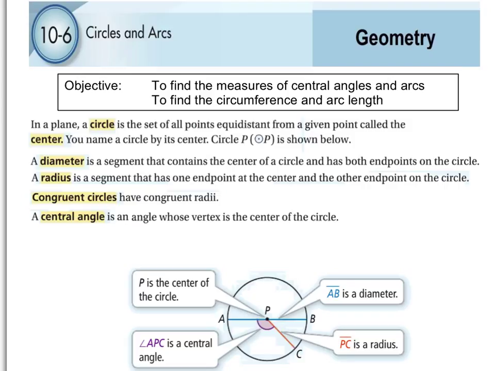Now, the definition of a circle. A circle is the set of all points that are equidistant from a given point, and that point is called the center. You name a circle by its center. So circle P in this case would be written with this symbol, a circle with a dot in it, and then P, as shown below.